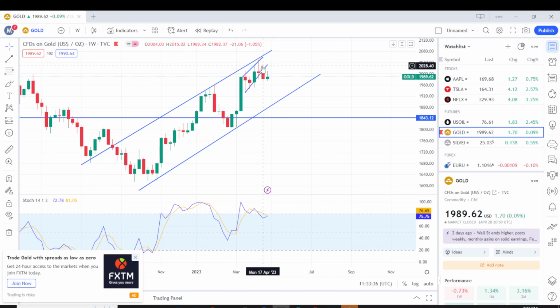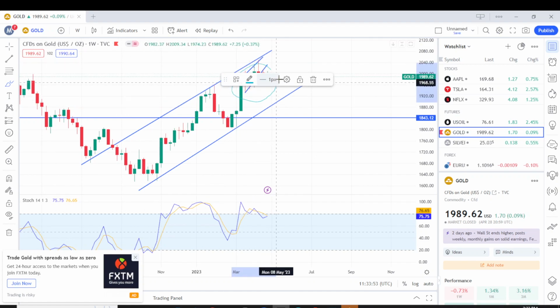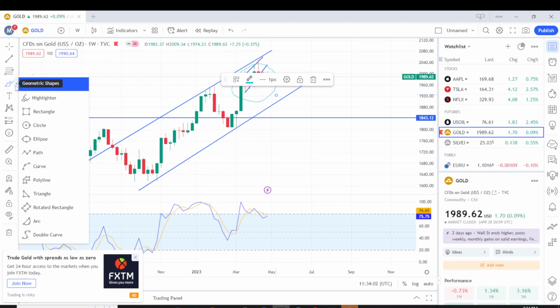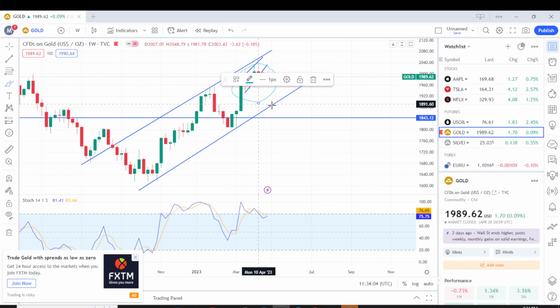Another thing that is clear here is that we have a chart pattern here. Let me try to draw this chart pattern around here, this one. Yes, that chart pattern here. So I just want to remove this one.